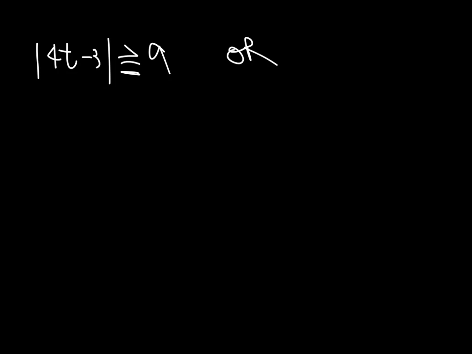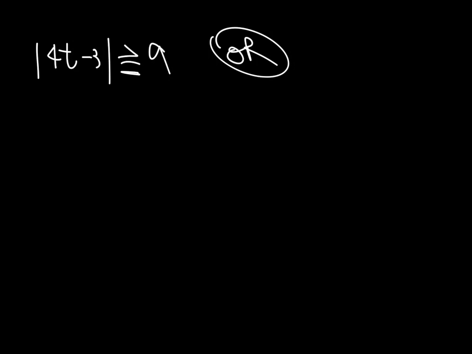Alright, lesson 7.4, B as in boy, in intermediate algebra. We're still doing absolute values and inequalities, and we are ready for example 4. We have the absolute value of 4t minus 3 is greater than or equal to 9. The greater than or equal to sign lets me know that we're doing an OR, which means we're going to have two separate equations.